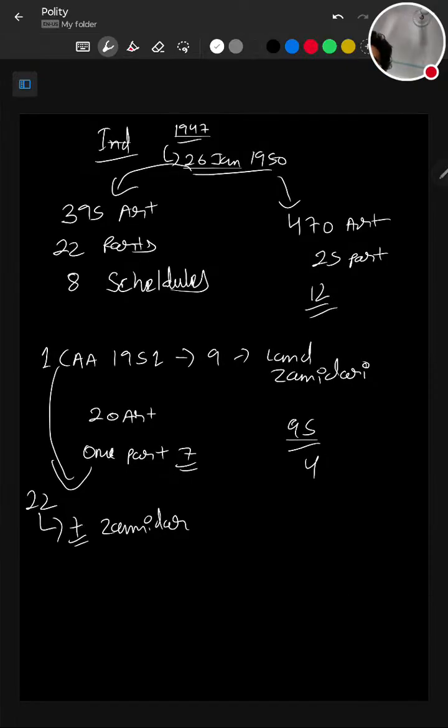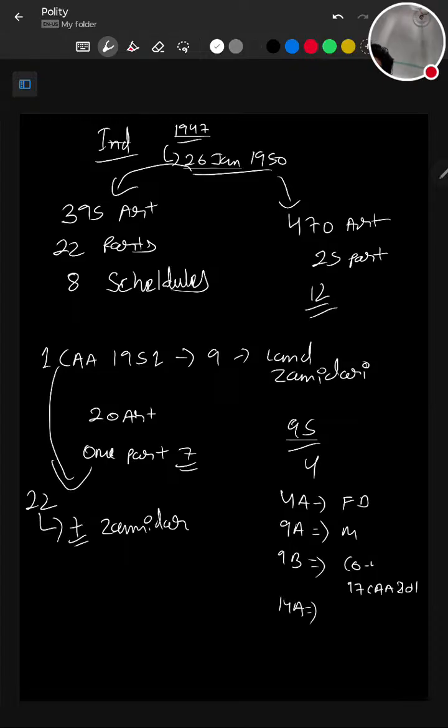Added parts in the 22 parts would be in the numbers. So part 4A, which is your fundamental duty. Part 9A, which is your municipality. Part 9B, which is cooperative society, which is the 97th Constitution Amendment Act of 2011. Then your 14A, which is tribunals, which are the extra courts, right? This was in your 42nd Constitution Amendment Act of 1976.